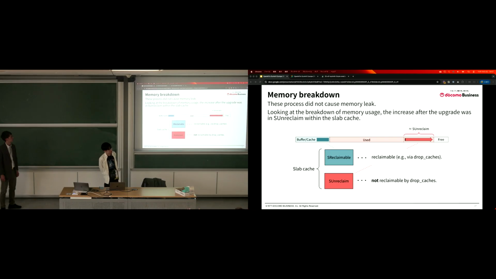We then looked at the memory by categories, comparing before and after the upgrade. The increase was SUnreclaim. SUnreclaim is part of the kernel slab cache. The slab cache consists of SReclaimable and SUnreclaim. SReclaimable can be reclaimed by drop cache, however SUnreclaim cannot. Therefore, SUnreclaim can hold used memory, and it does not appear as user space process memory because it is owned by the kernel.